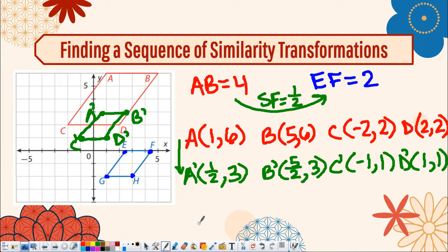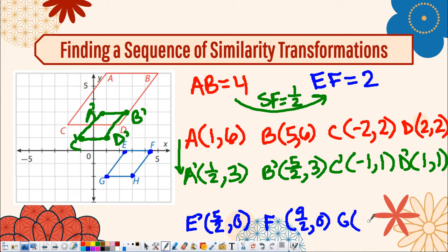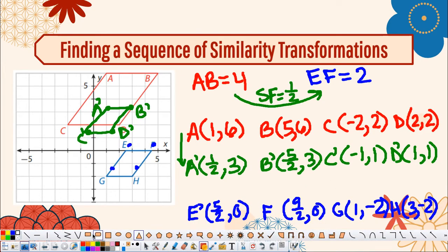So here is what is E. So E is 5/2, comma 0. Then we have F. F is 9/2, comma 0. The one that corresponds to C is G, and G is 1, negative 2. And then H is 3, negative 2. Right? I'm sorry if you can't see that on that side. I'm going to actually put it in white so you can see a little better.